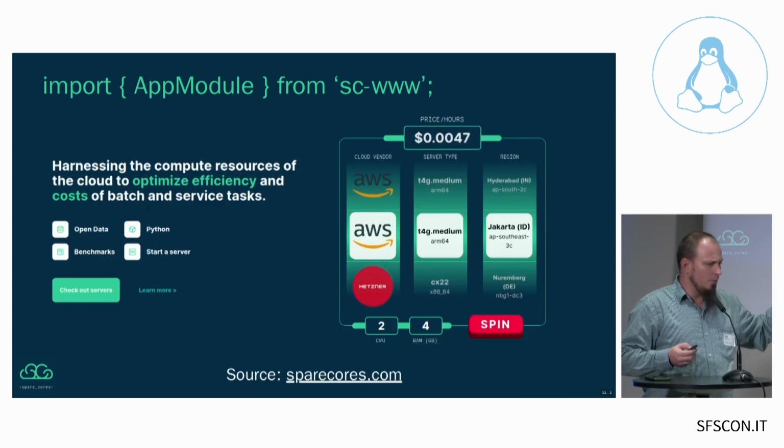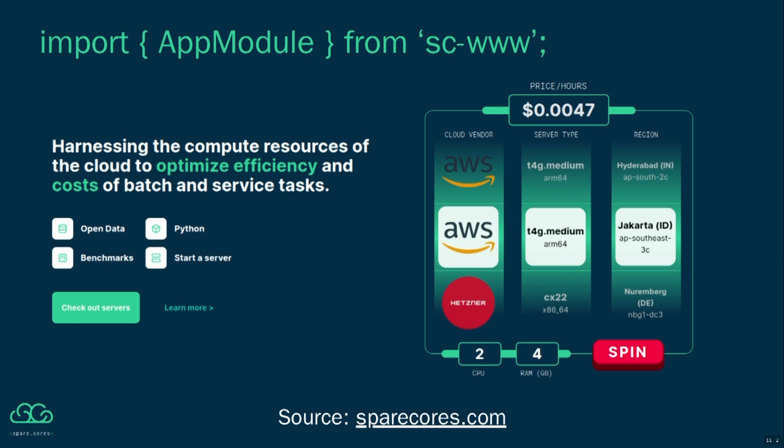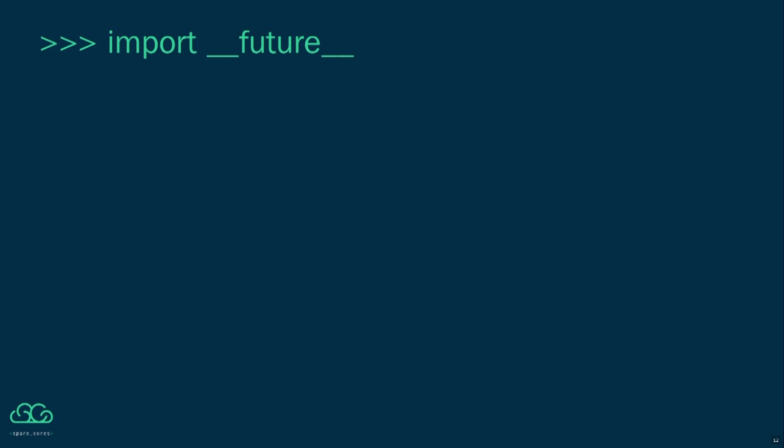About the web component, I've shared a few slides before, so I will skip that, but make sure to go to sparecores.com because we have this fancy slot machine. You enter the amount of vCPUs and memory you need, you click spin, and you will get the cheapest one from many, many different clouds.